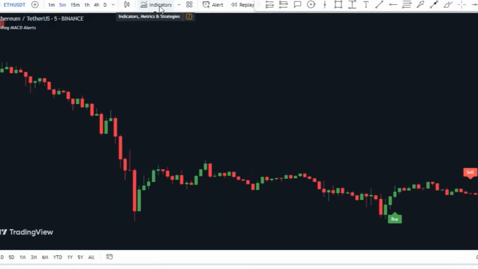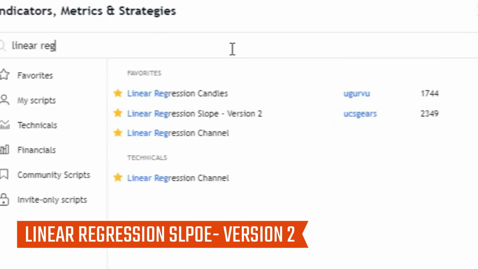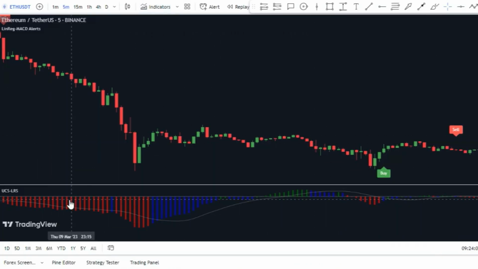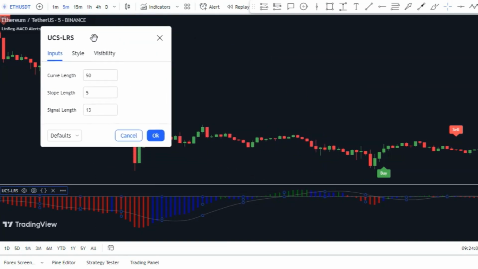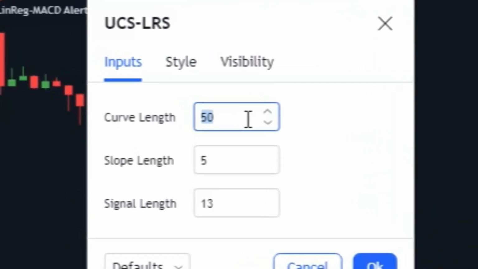So now we're going to use the linear regression slope indicator as the second indicator. To make this indicator a money-making indicator in our trading strategy, let's head over to its settings and adjust the curve length to 20. Then the slope length to 2. And then the signal length to 50.